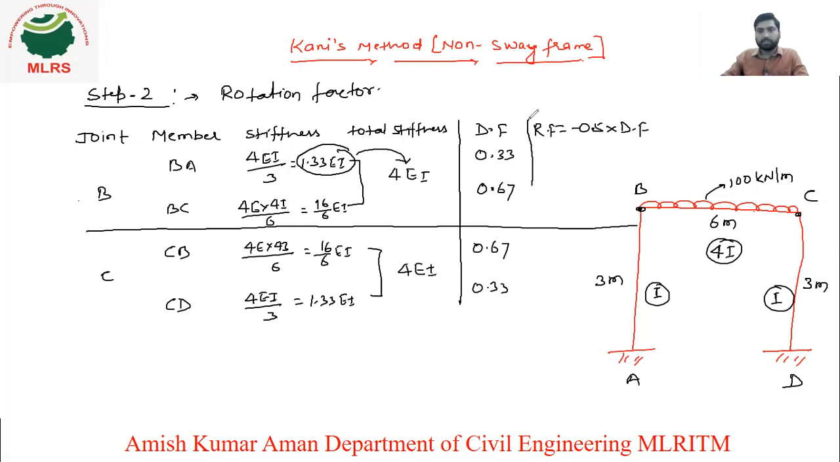Now the rotation factor is nothing but 0.5 times the distribution factor, meaning 0.5 times 0.33. It will be minus 0.165. Here it will be minus 0.335. Again here it will be minus 0.335 and here it will be minus 0.165. So we got our rotation factor: for BA member minus 0.165, for BC member minus 0.335, for CB member minus 0.335, and for CD member minus 0.165.